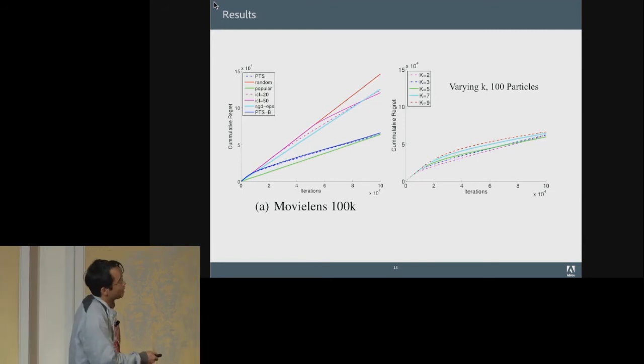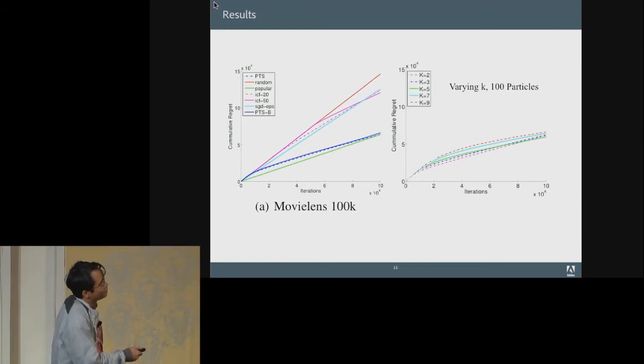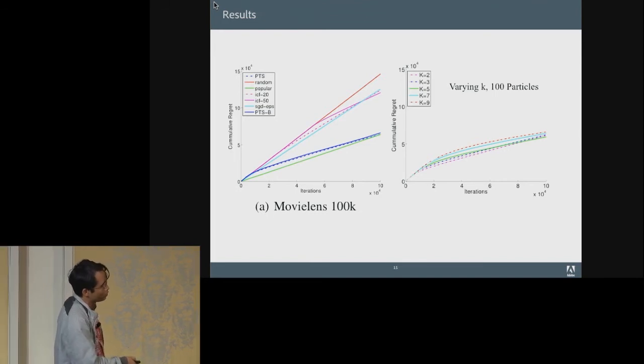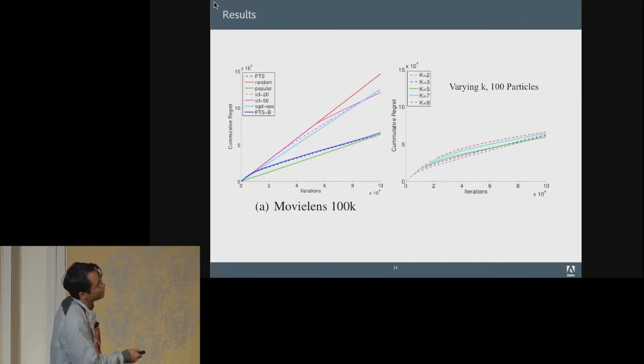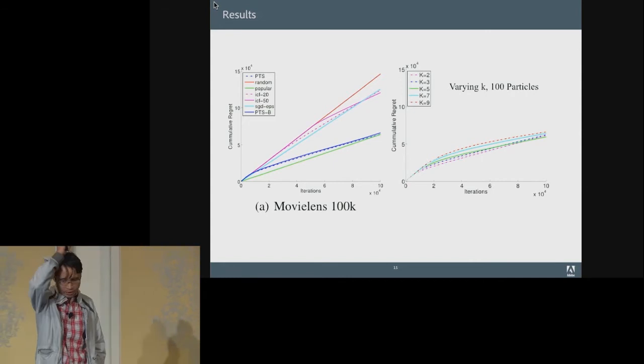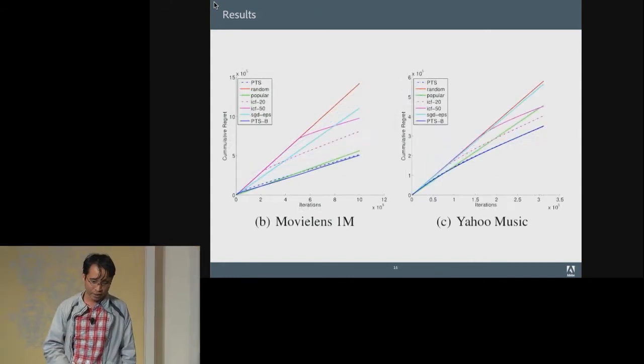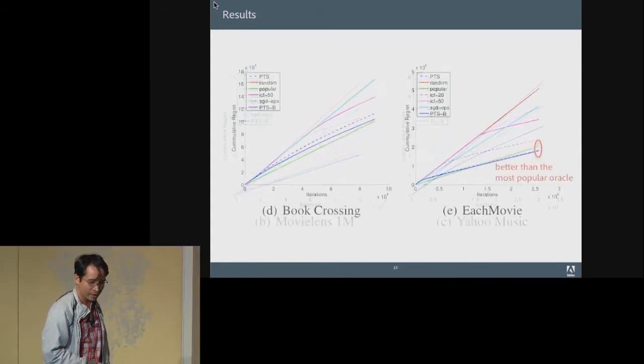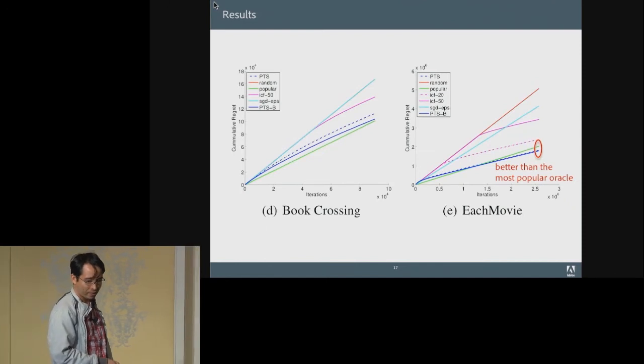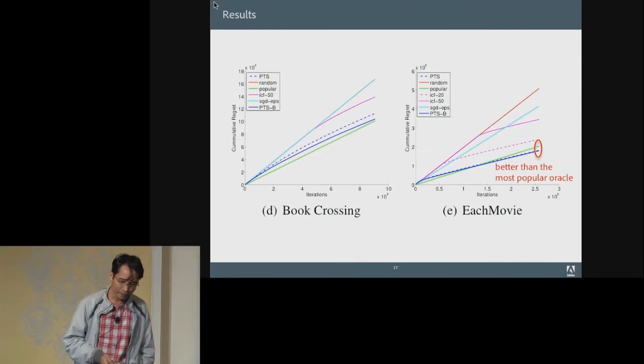Another thing is that as you vary the number of latent dimensions, and you keep the number of particles fixed to something very small, here we're only using 100 particles, then again you still have a very nice sublinear regret curve. And the story carries on for a larger data set, so this thing seems to work very well.